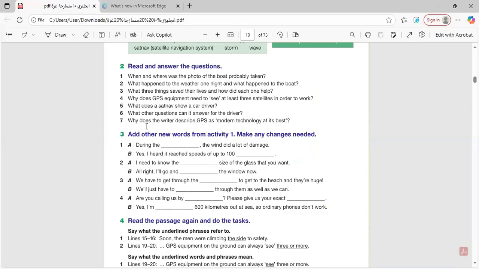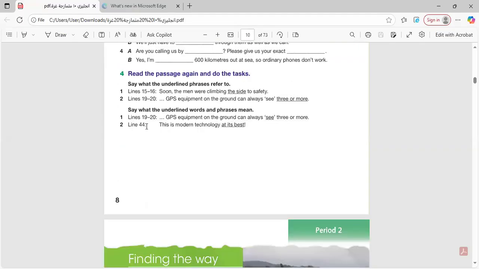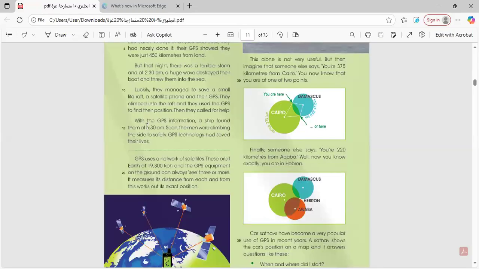So now we know what these three things are and how each one helps. Number 4: why does GPS equipment need to see at least 3 satellites in order to work? Let's see why the GPS needs satellites. Okay, they give information.